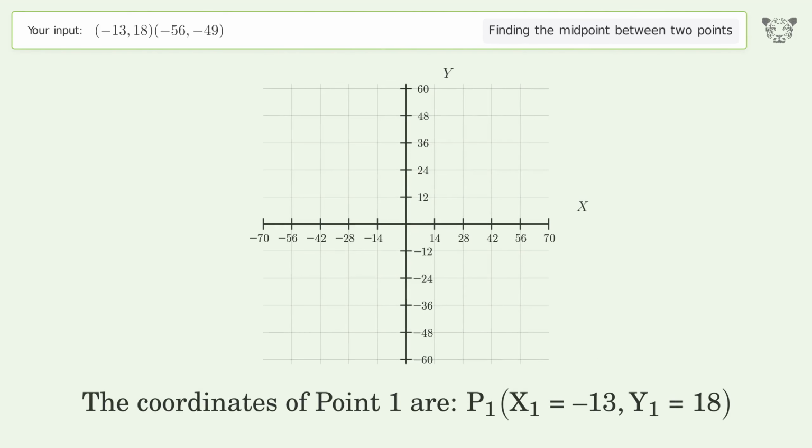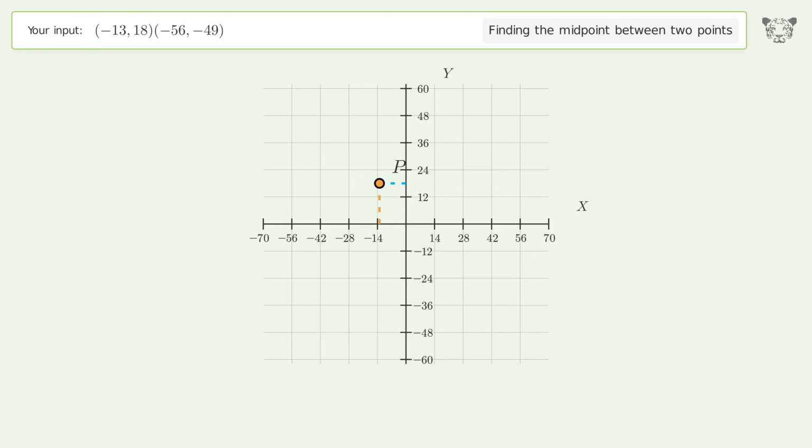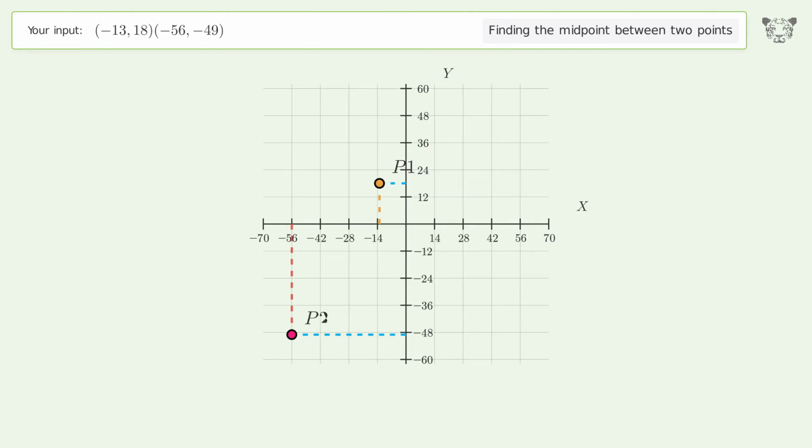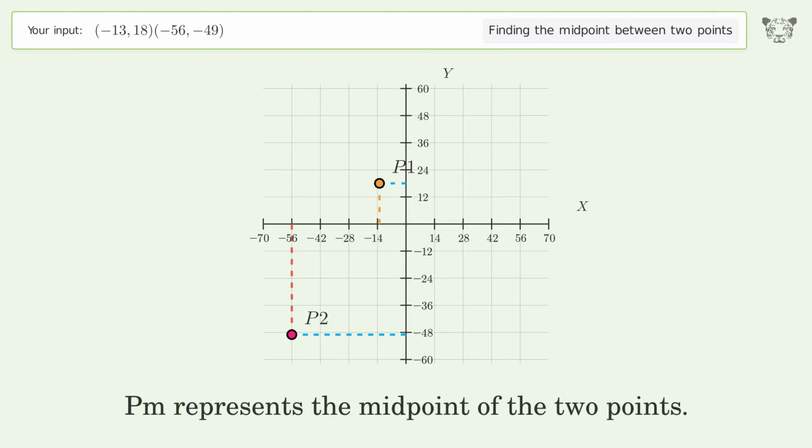The coordinates of point 1 are, x1 equals -13, y1 equals 18. The coordinates of point 2 are, x2 equals -56, y2 equals -49. PM represents the midpoint of the 2 points.